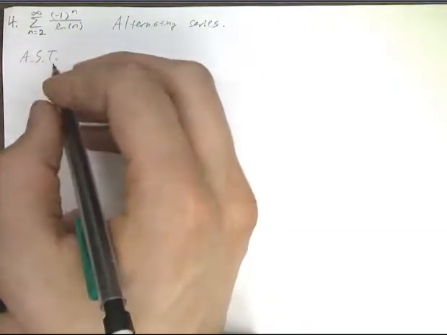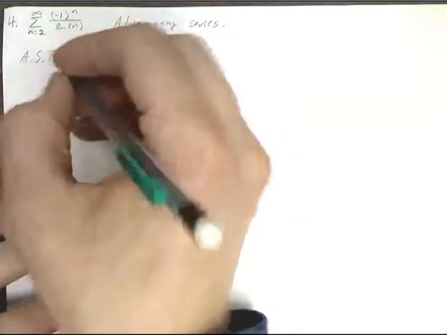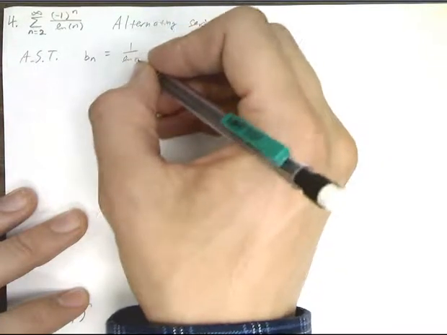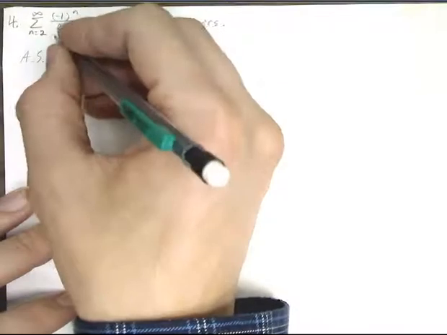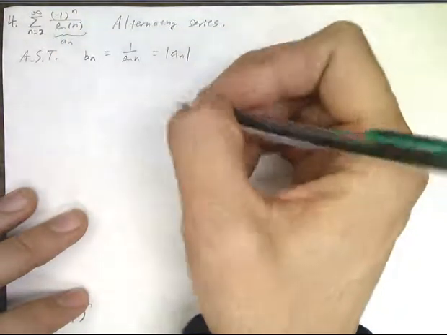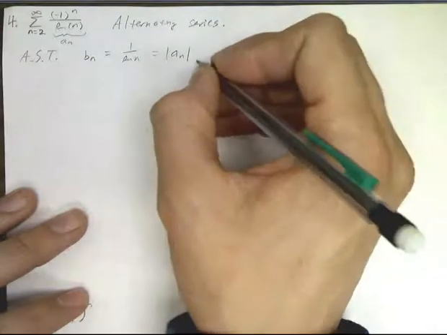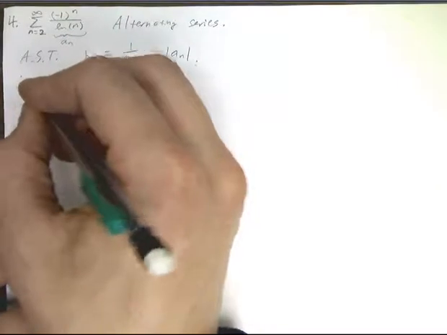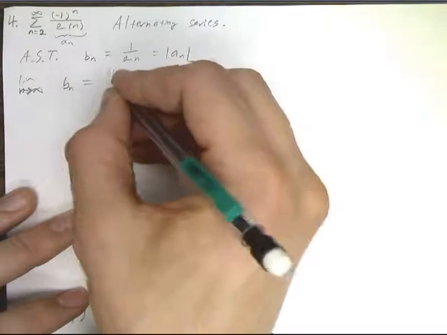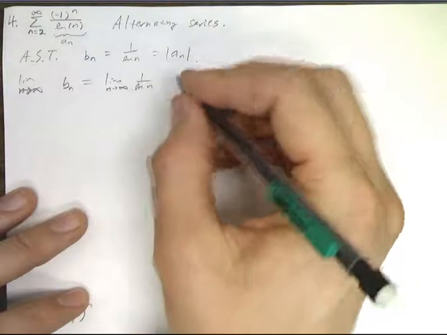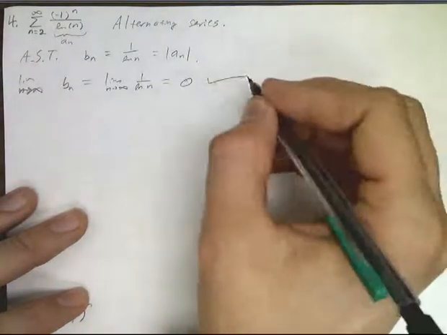So the first thing I have is what we've been calling Bn, 1 over natural log n. If this is my An, my Bn is the absolute value of An. Think about that. The limit as n approaches infinity of my Bn is 0. That's one of the things I need to check.